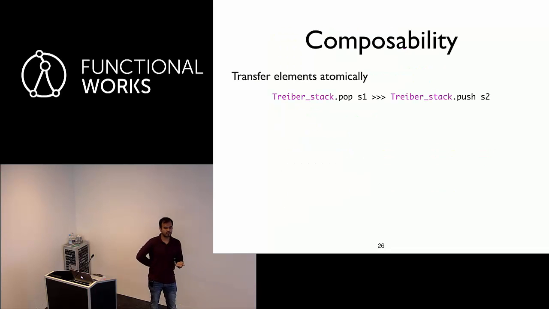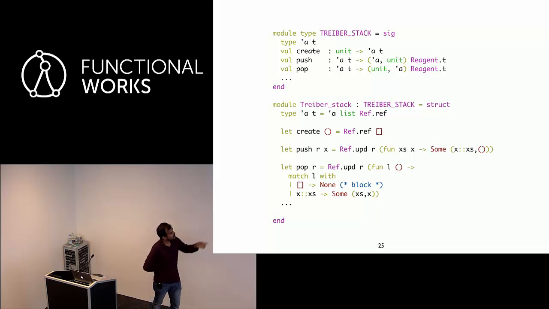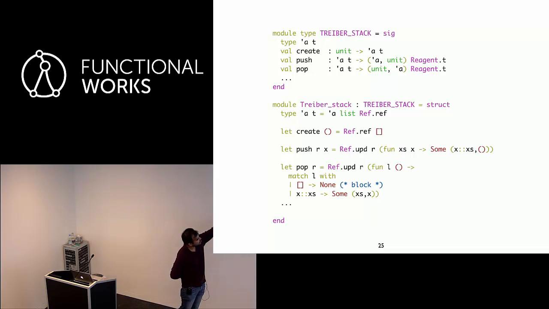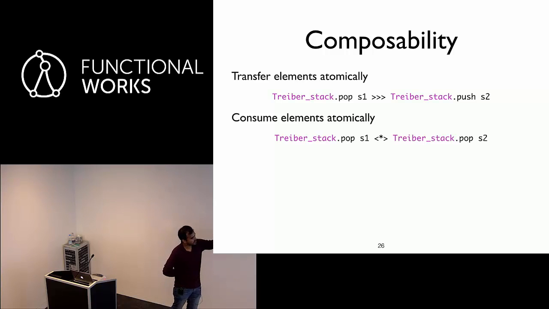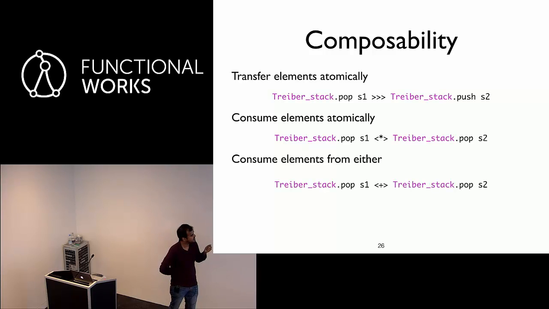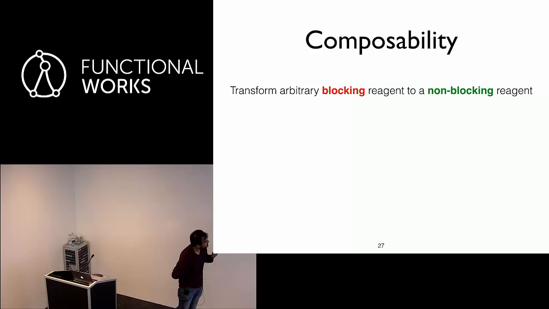Now you can do fun things with the reagents. So to be sure, if you look at the type of push and pop, they return a value of type reagent so that you can compose them together further. Now I can transfer elements atomically from one stack to the other by just sequentially composing operations. I can consume elements atomically from two stacks by just composing them together with parallel composition. I can also wait for inputs from any one of the stacks by using the choice combinator.